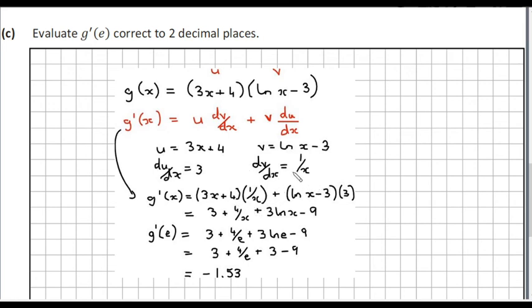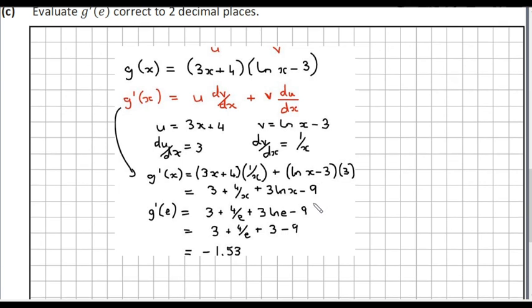So then I've got everything I need now to sub into the product rule. So g dash of x is going to become u, which is 3x plus 4, by dv dx, which is 1 over x, plus v, which is ln x minus 3, multiplied by du dx, and du dx here is 3. So then it's a case of just multiplying it out. So 3x by 1 over x is 3, 4 by 1 over x is 4 over x, ln x times 3 is 3 ln x, minus 3 by 3 is minus 9.